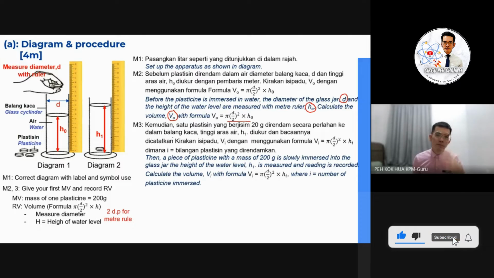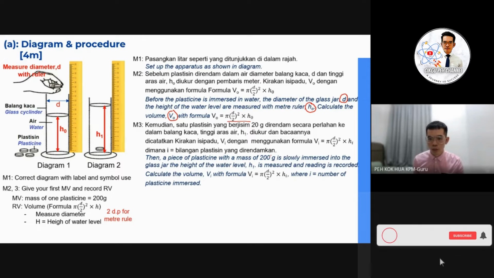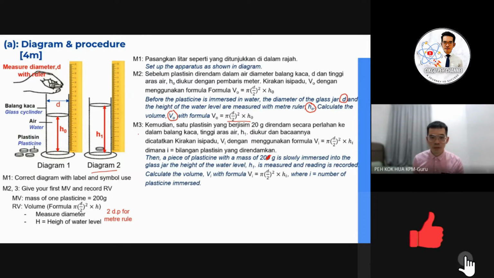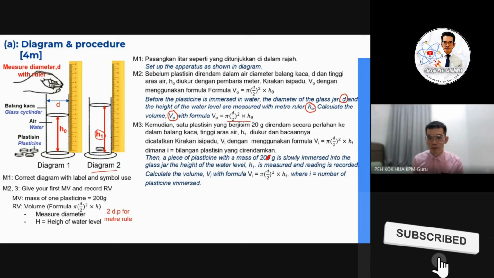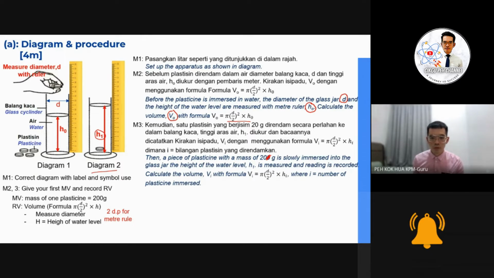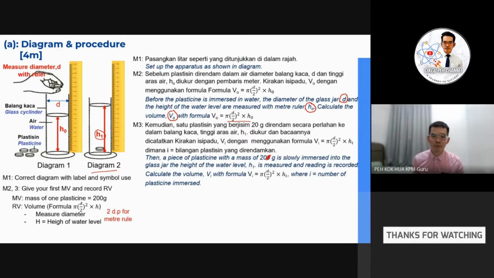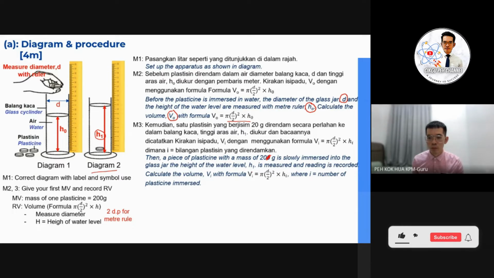Then the third procedure: a piece of plasticine with the mass of 20 gram is slowly immersed into the glass jar, as shown in diagram 2. The height of the water level, which is H1, has to be measured and the reading recorded. Then you have to calculate the volume. The volume for diagram 2 is calculated using the formula V equals pi times d over 2 squared times Hi, where the i refers to the number of plasticine immersed. If we have only 1, the height will refer to H1.